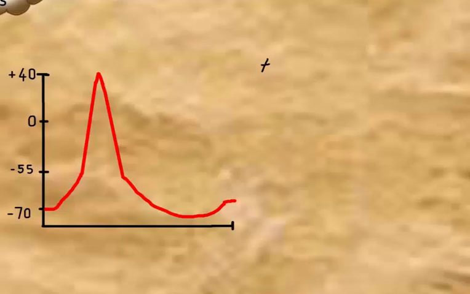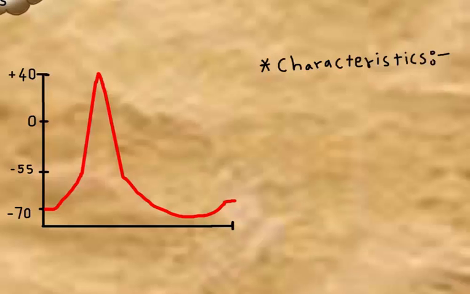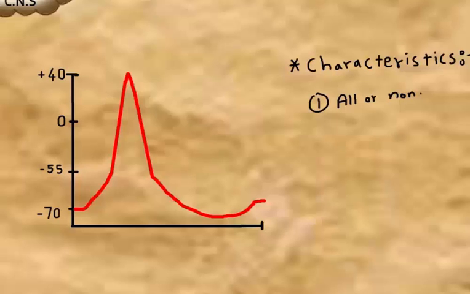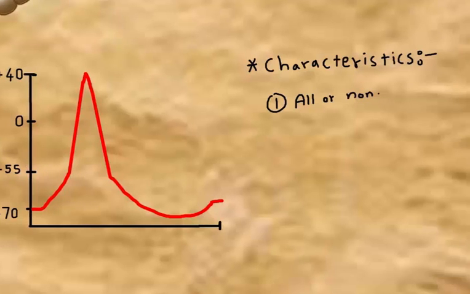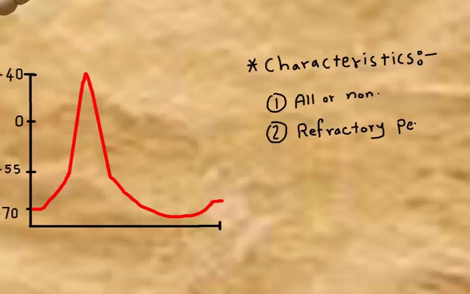Now let's look at important characteristics that differentiate the action potential from other electrical activities. First off, the all or none law. For the process of action potential to occur, the strength of the stimulus must reach the threshold or the firing level, and from there the process is initiated. So it's either there is an action potential or there is no action potential. There are no in-betweens.